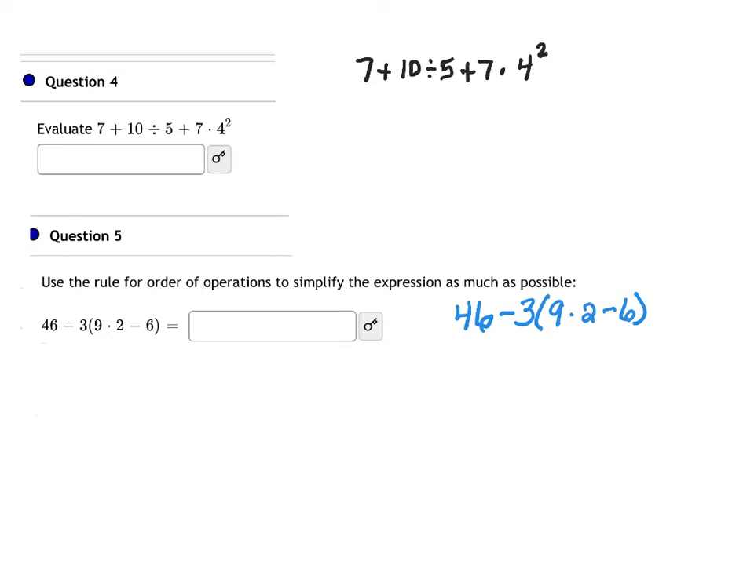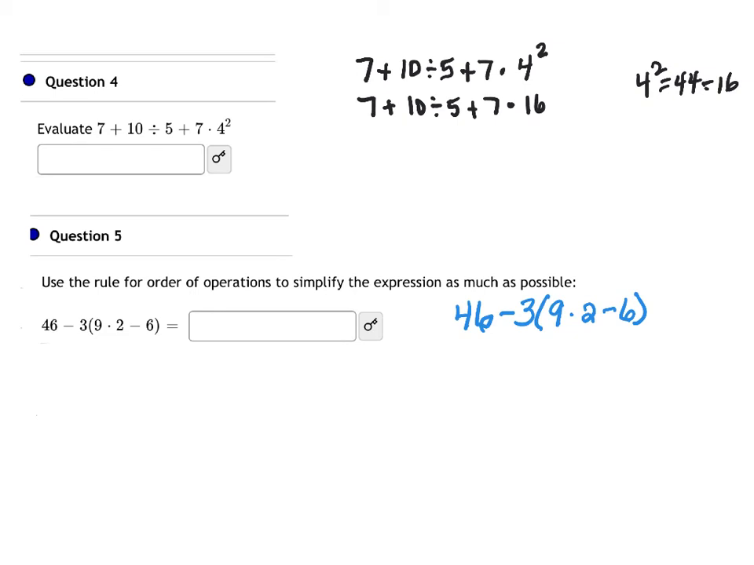We have order of operations. We do parentheses first, but I don't see any parentheses in this first problem. But I do see exponents, which is next. That's a times. So 4 squared. Remember, 4 squared means 4 times 4, because the base is 4. The 2 tells you how many times to multiply the base together. So that gives us 16.